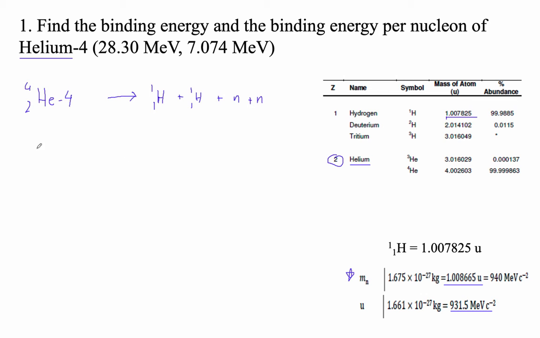Okay, so on this side, we've got a mass of 4.002603. And we're turning that into 2 hydrogens, which is 1.007825, and then 2 free neutrons. So when you take it all apart, the parts, paradoxically, but not really paradoxically, have more mass than the atom together.